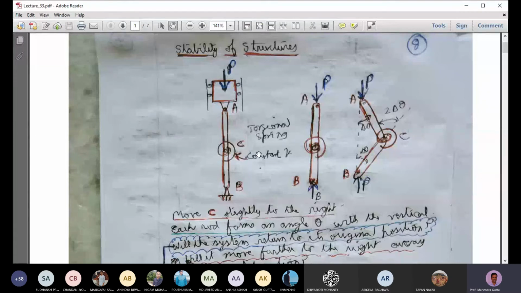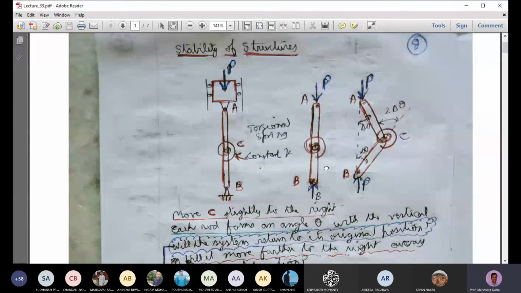So that is a question we want to answer. Let's say we move the point C by a small amount delta to the right, and under the action of load P, will the point C return back to its original position, or will it go further and further to the right? That is the question we want to answer.